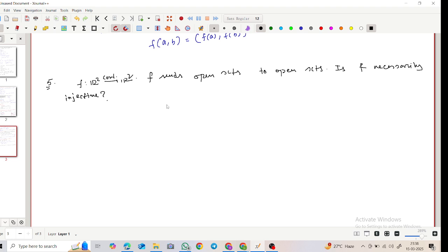Arey yaar, that's the reason you guys struggle so much in ISI or IISER or TIFR. The syllabus is horribly compromised.